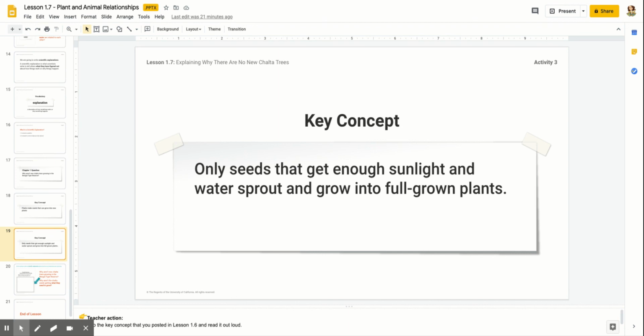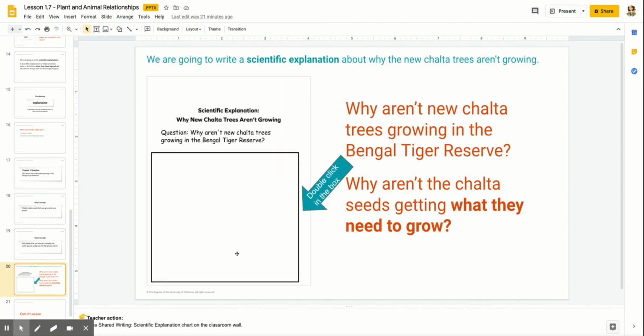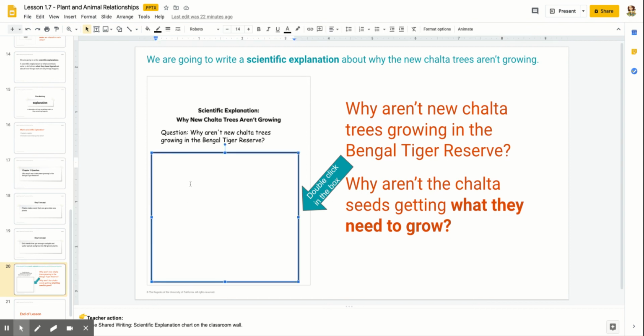So, putting all of those ideas together, we are going to finalize our ideas and write something on this paper to explain. So, we are going to scientifically explain why the new chalta trees aren't growing. So here's your question: why aren't new chalta trees growing in the Bengal Tiger Reserve? So I put a little direction here for you to double click in the box in order for you to type your response. And here are the questions again: why aren't new chalta trees growing in the Bengal Tiger Reserve? And why aren't the chalta seeds getting what they need to grow?